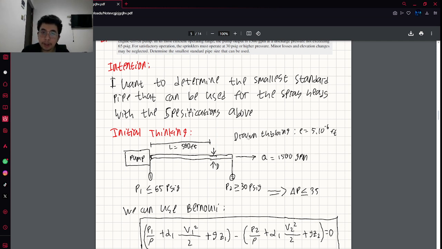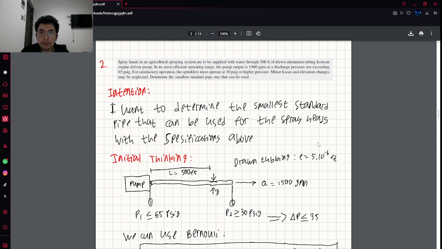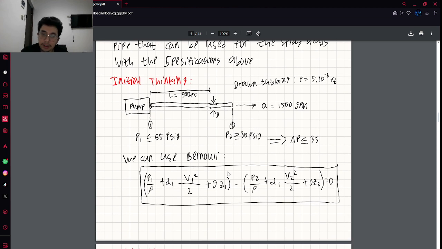And then we get, because this is drawn tubing, e, basically e is the roughness for the tubing system, 5 times 10 to the minus 6 feet. Yeah, that's it.